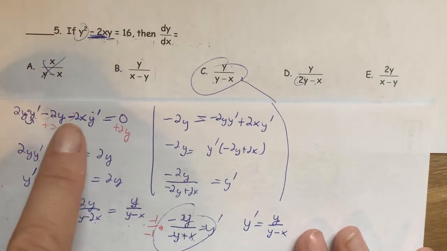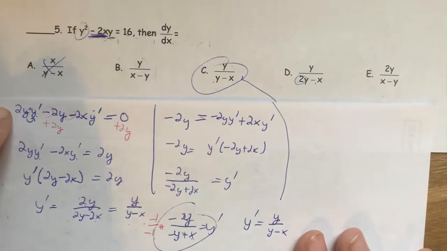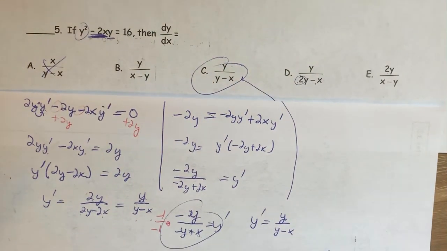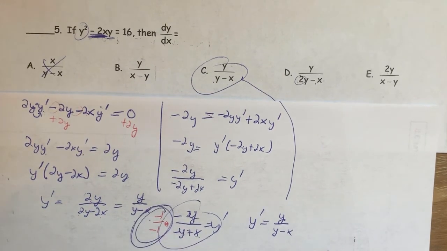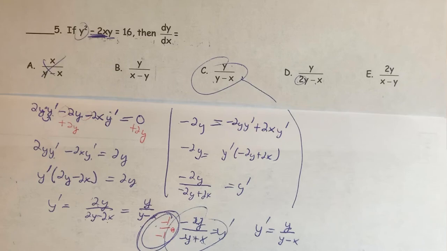This happens if you happen to bring something over to the other side from how they solved it. There's no reason you had to bring it over to one side versus the other, but you do need to be aware of this negative 1 over negative 1 trick.